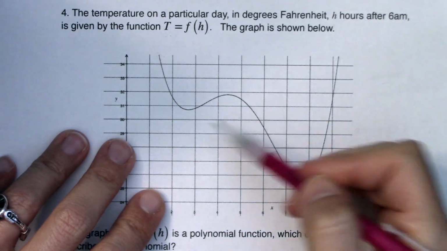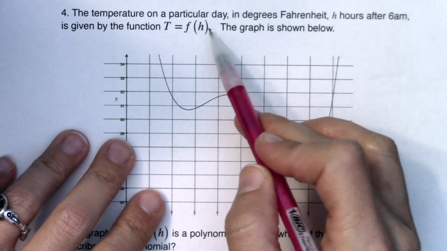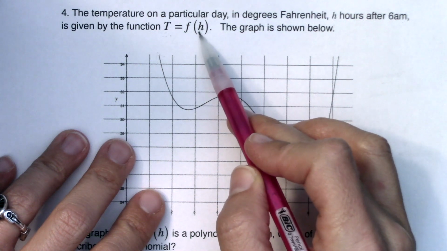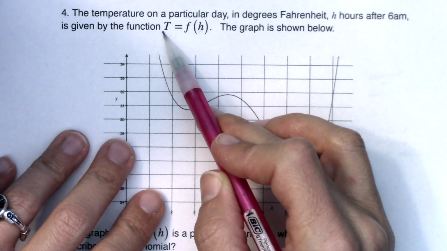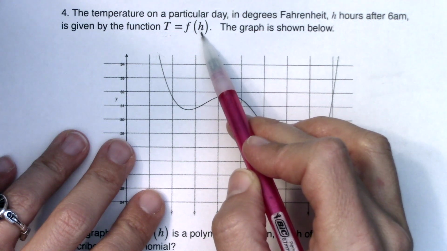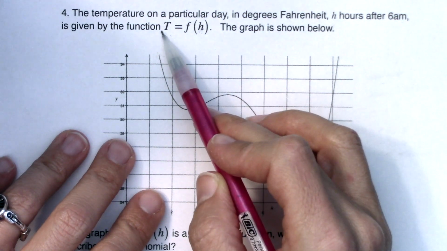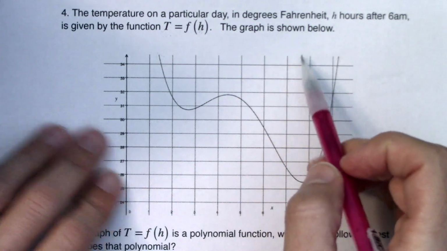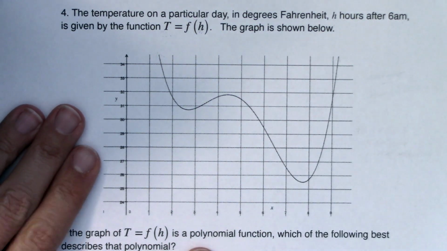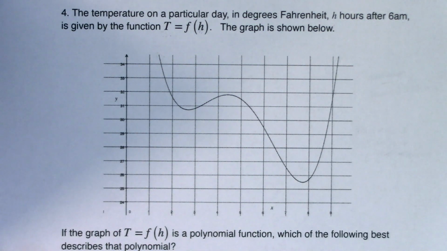So if this is my t function, this is essentially telling me, if you tell me how many hours after 6 a.m. it's been, I'll tell you how hot it is. Give me a time or a number of hours after 6 a.m. and I'll give you a temperature. And this says if the graph is a polynomial, which of the following best describes the polynomial?